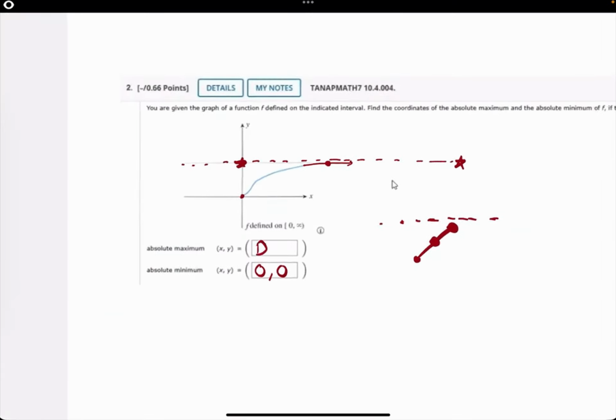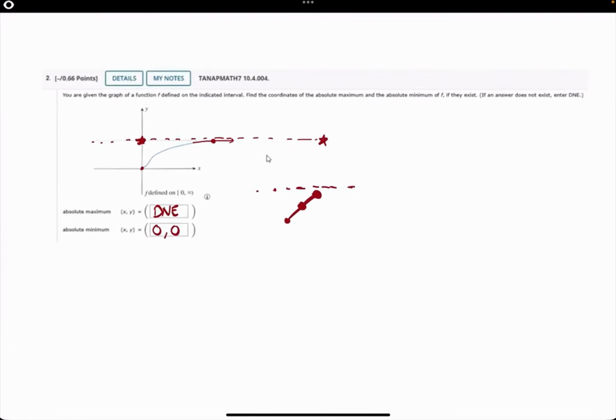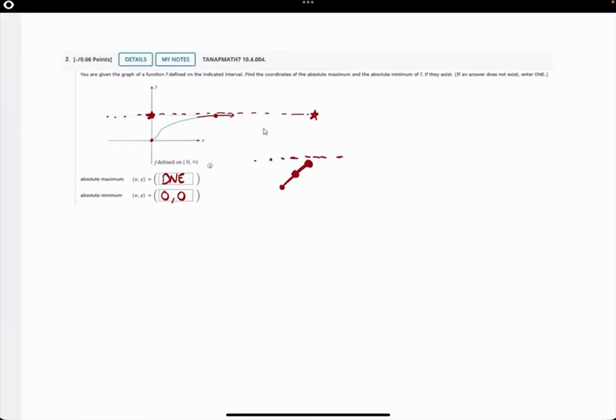So basically the idea is there's no absolute max because there's an asymptote. You cannot claim there's one absolute definite highest point if there's an asymptote.